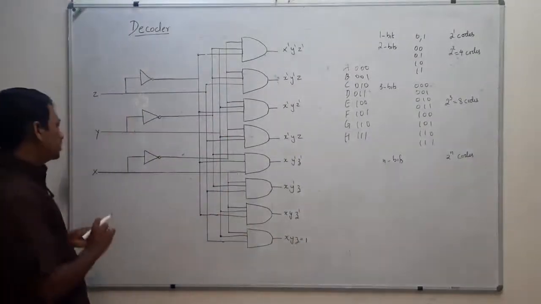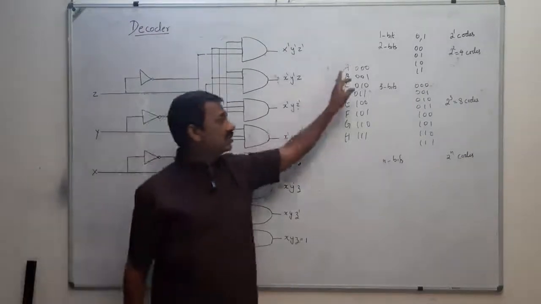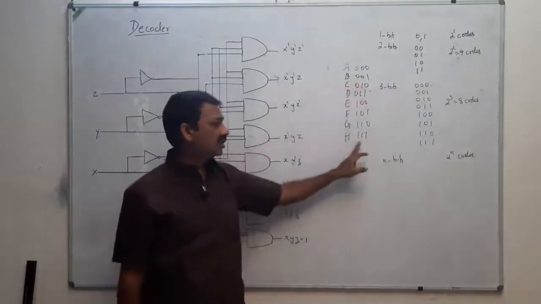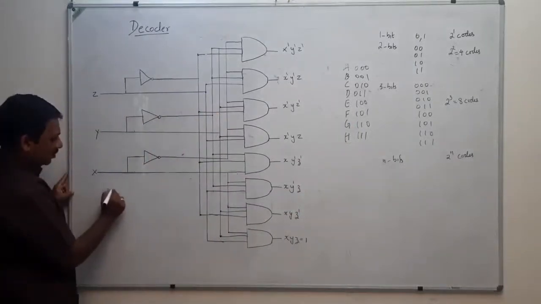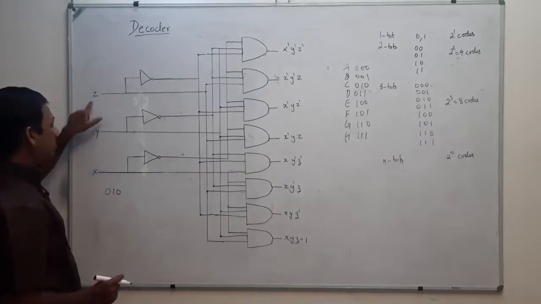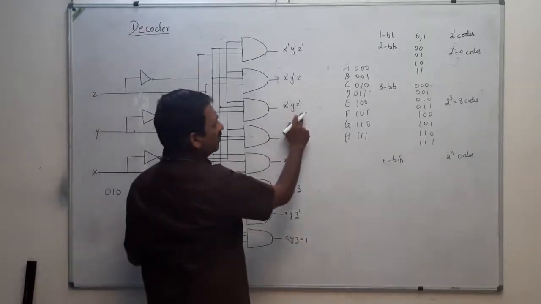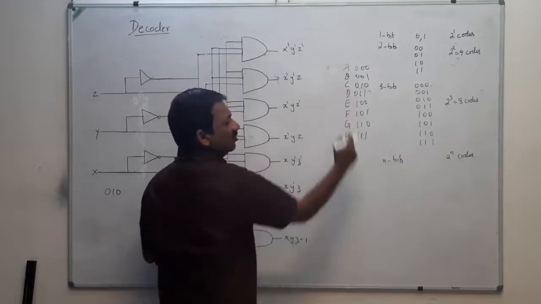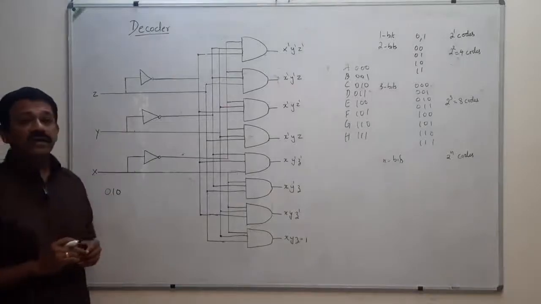Suppose these are the 8 different colors and they are encoded using 3 bits. Now, if you put in 0, 1, 0, then x is 0, y is 1 and z is 0, that is x bar y z bar. That is the third one, that means A, B, C. So C will be retrieved. In that way, you can have a decoder circuit.